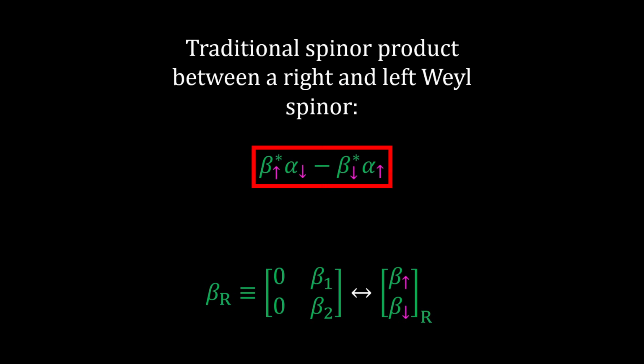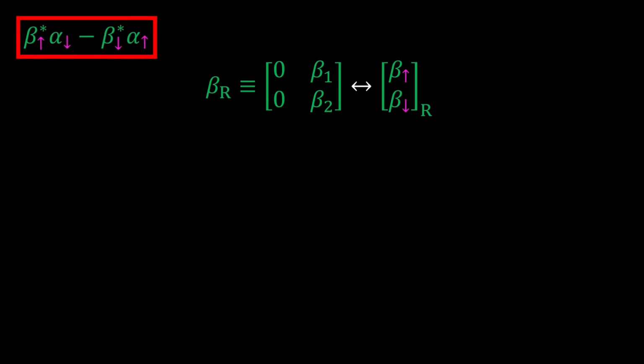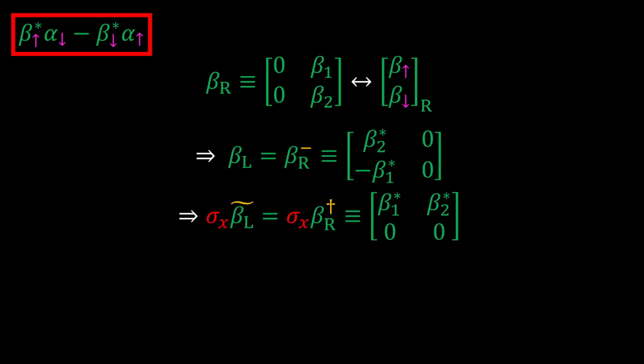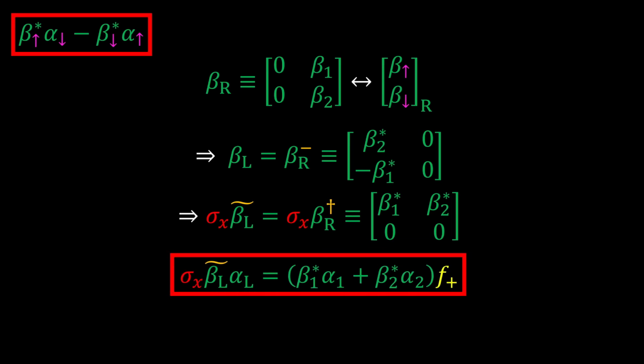The traditional product between a left and right Weyl spinor has this form. Let's now compute this product within the natural convention and compare. First, we need to turn this right Weyl spinor into a left Weyl spinor via parity conjugation. Second, we turn this left Weyl spinor into a dual left Weyl spinor. Lastly, we compute the result.